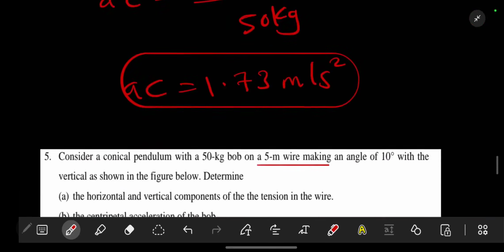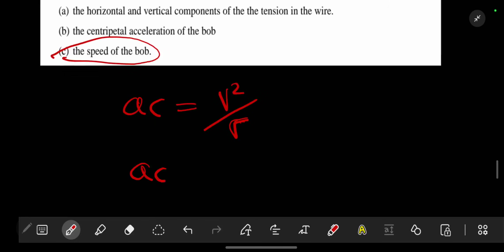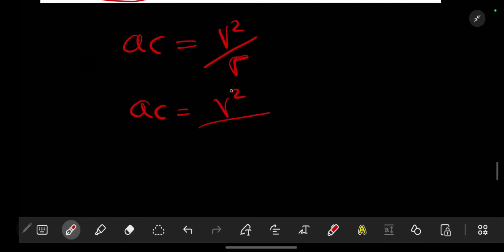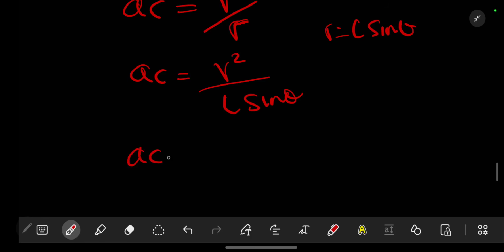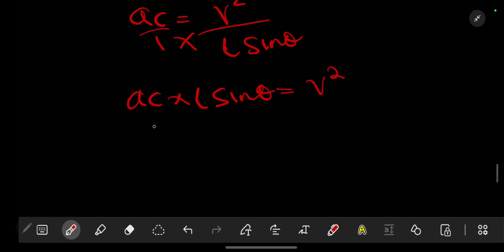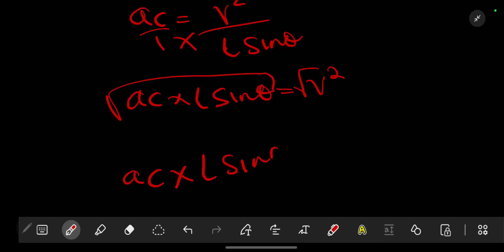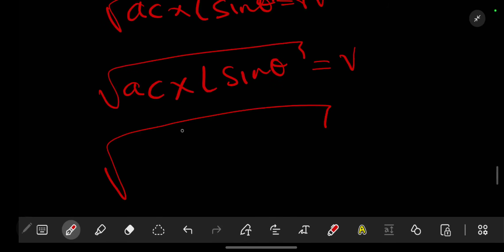So our AC should be equal to v squared over, where there is r, L sine of theta. If we cross multiply, acceleration times L sine of theta should be equal to v squared. From that we are going to find the square root so that we can make v the subject of the formula. So the root of AC times L sine of theta should be equal to v. What's our AC?